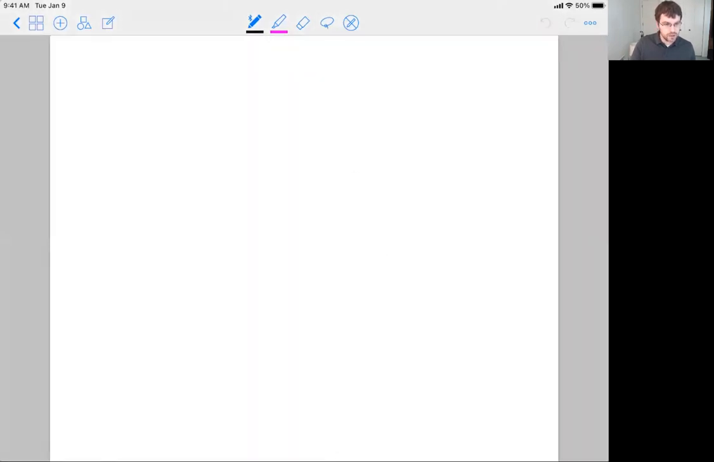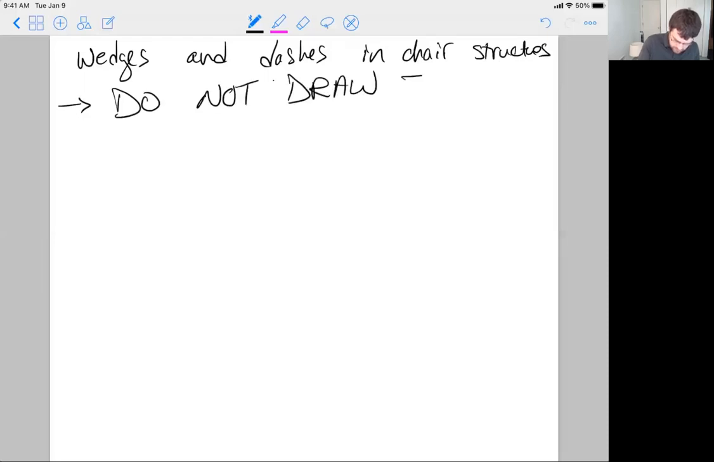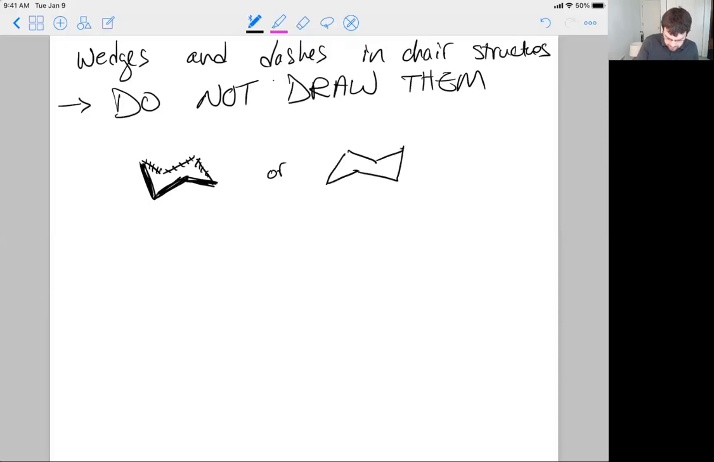Okay, so how do we deal with wedges and dashes in chair structures? We don't draw them. I guess I should have capitalized the don't. Okay, so we don't draw wedges and dashes in chair structures. If we had to draw wedges and dashes, I showed you previously that what that would look like is you would actually only consider the bonds inside the ring, where the lower 3 are wedges and the upper 3 are dashes. And we could do that for either chair structure. But that's it.